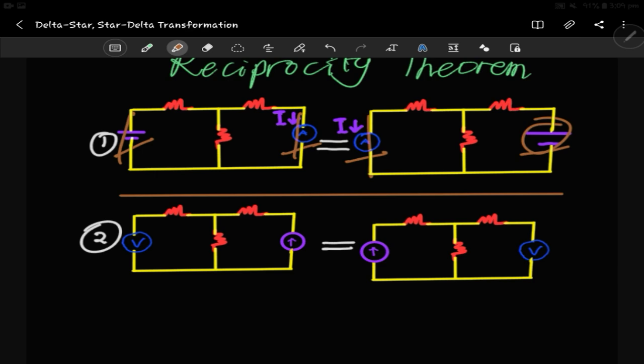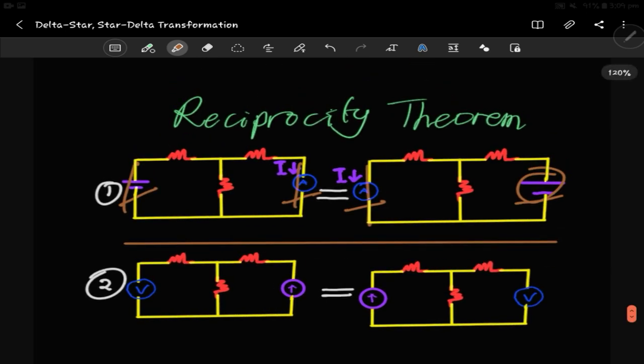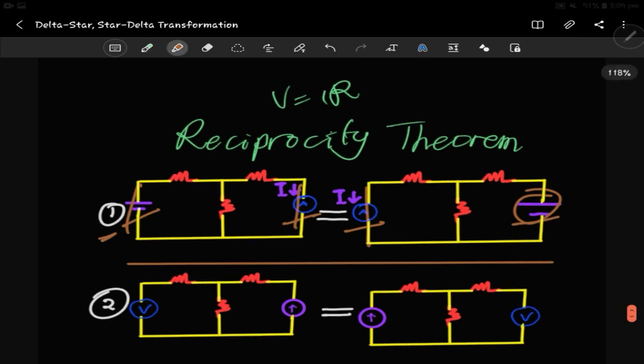But then there's the next one. What we've been saying so far, in applied electricity, is the basic equation V equals IR. So this one is the first case. It says that when you have an ideal voltage source in one branch of a circuit, and you have an ammeter in the other branch, and you reciprocate them, it still remains the same. The ammeter still measures the same current.